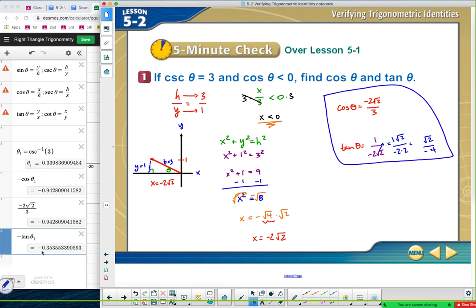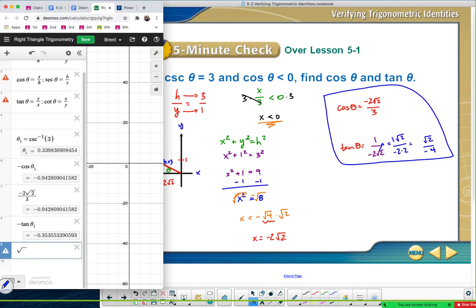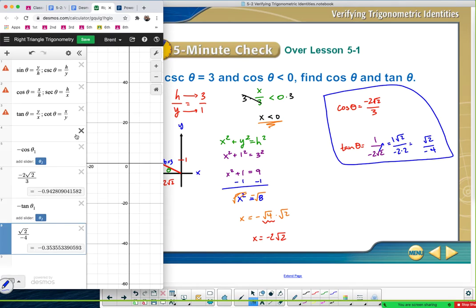Let's check that out and see if it matches this number. Square root of 2 divided by negative 4. And yes, they're matching up perfectly. So we did our work correctly. So over here is just a way of checking your answers.